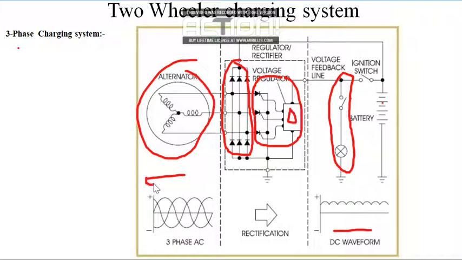It is three-phase, so three different waves are located over here with a 120 phase angle between them. This is the first, this is the second, and this is the third one started over. So the phase angle between each other is 120. In that way the three-phase charging system is also completed.